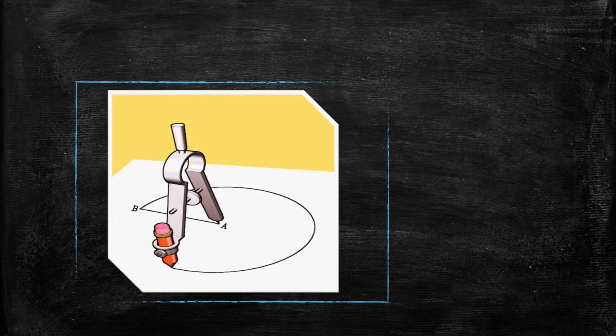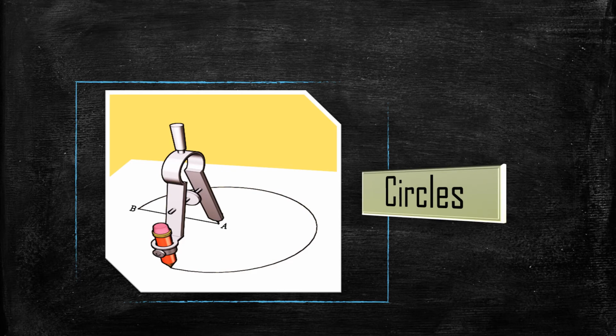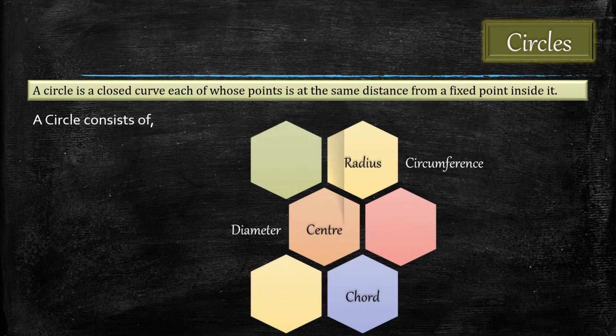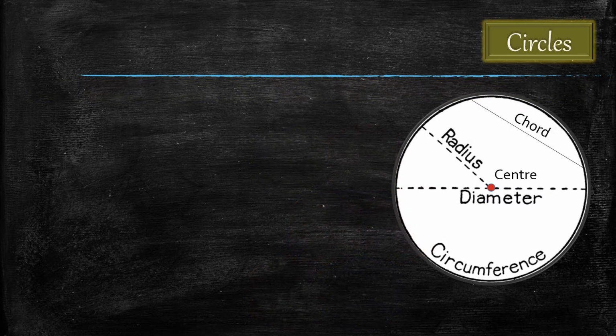Now, let us move on to circles. A circle is a closed curve, each of whose points is at the same distance from a fixed point inside it. And a circle consists of center, radius, diameter, circumference, and chord. Let us see what these are.